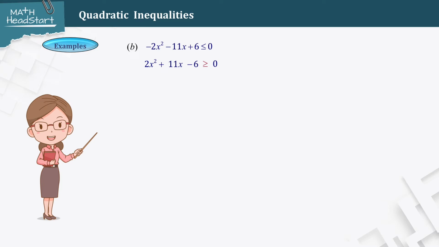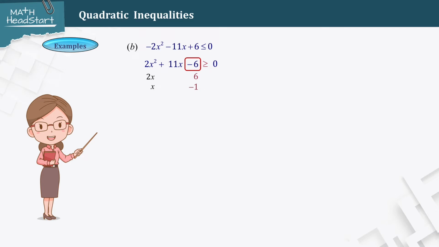Now we try to factor the left side of the expression. For the first term, think about the factors of 2x squared and place each factor, 2x and x, underneath. Next, move to the last term. Find the factors of 6. Since the sign is negative, either factor should be negative. Say 6 and negative 1.